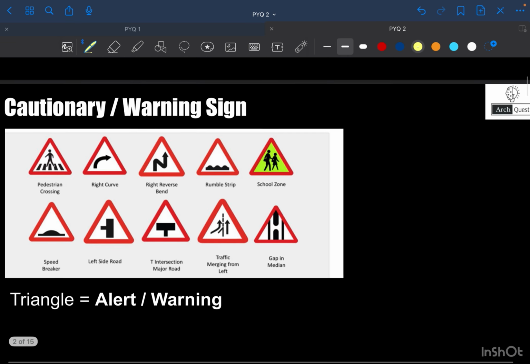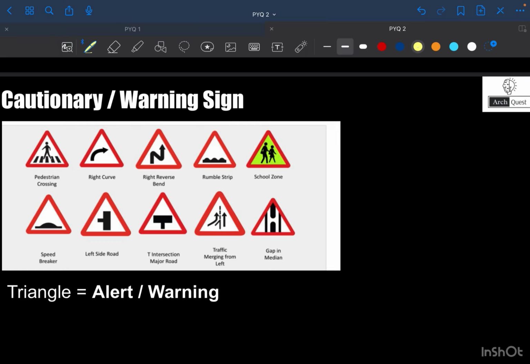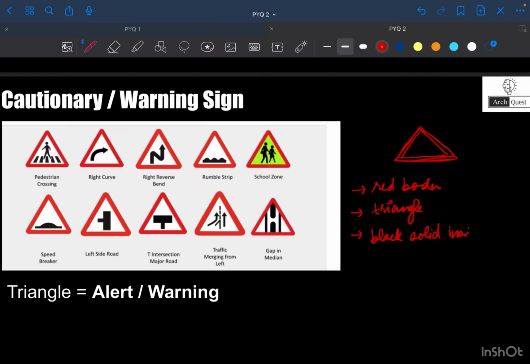Okay, so starting with cautionary and warning signs. You see one common thing, can you guys see in the signages? The shape is triangular. Okay, and there is a red border. It has a red border, triangular shape, and inside the shape the color is black. Okay, so three points to remember: red border, triangle, black solid inside. I'm writing all of this because in questions this is what they ask. Okay, what is the shape of a cautionary sign. Okay, all of this.